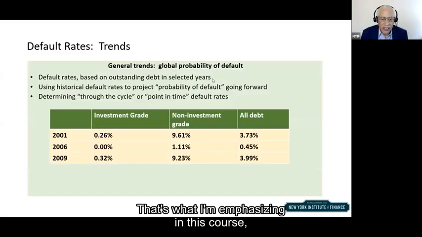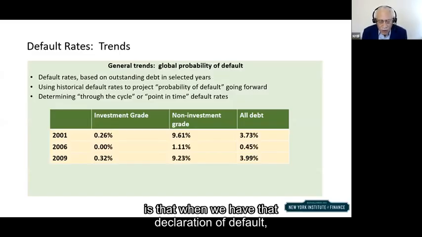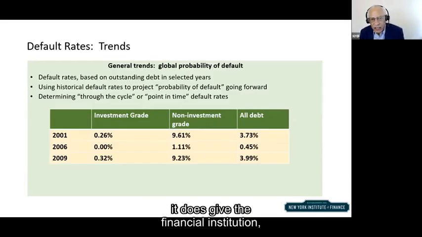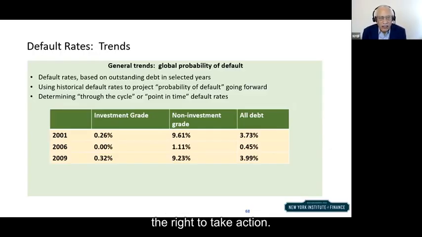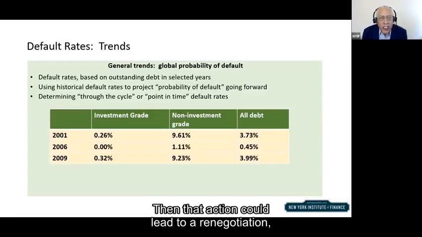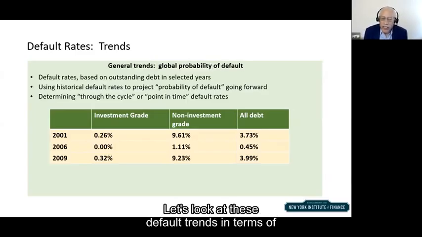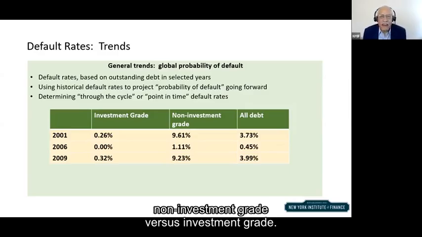That's what I'm emphasizing in this course: when we have that declaration of default, it gives the financial institution, the lender, the investor, the right to take action. And that action could lead to a renegotiation, a settlement, or an exchange of debt, or actual bankruptcy and liquidation. Let's look at these default trends in terms of non-investment grade versus investment grade.